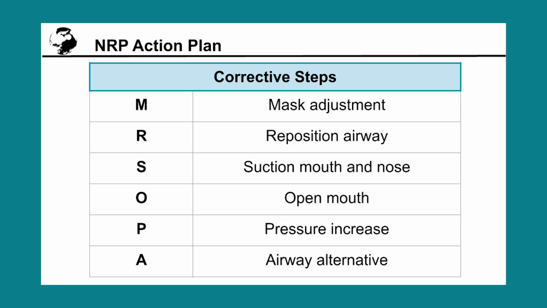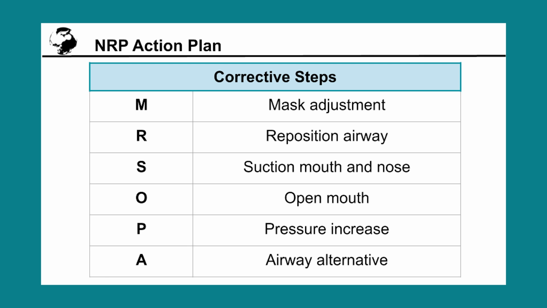Poor chest rise is a sign that the baby is not receiving adequate ventilation. If this is noticed, the following steps may be taken. These steps may be remembered using the acronym MR SOPA. The M stands for mask adjustment. Begin by trying to reposition the mask. Ensure you have a tight seal and the mouth and nose are both completely covered.